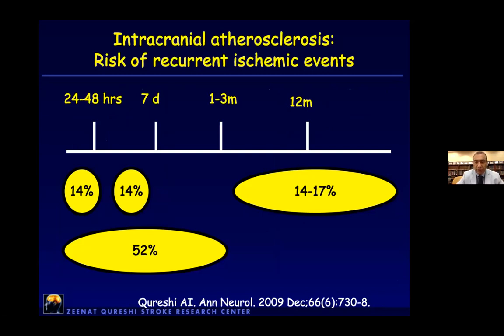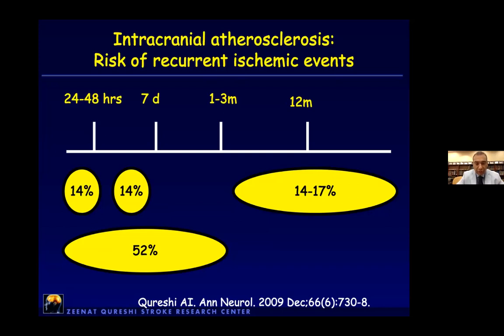When a patient presents with intracranial atherosclerosis and ischemic symptoms, the purpose of intracranial stent is to prevent another ischemic event. So we have to understand when the recurrent ischemic attacks occur in relationship to the first event. Here is a graph that shows the proportion of patients who develop a recurrent ischemic stroke after the first ischemic stroke. As you can see, most patients would have a second ischemic event in the first 7 days, and most of them in the first 1 to 3 months.